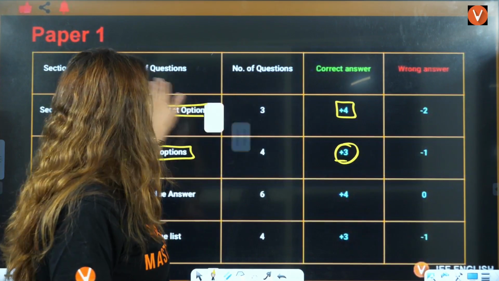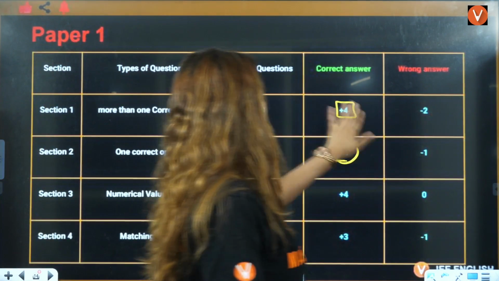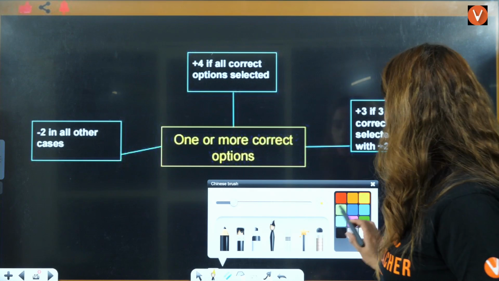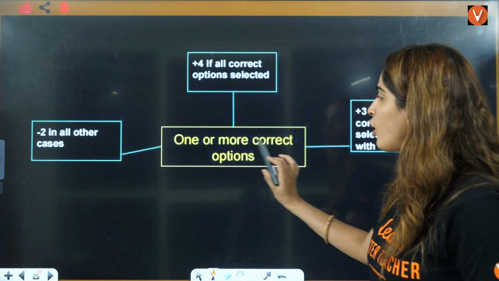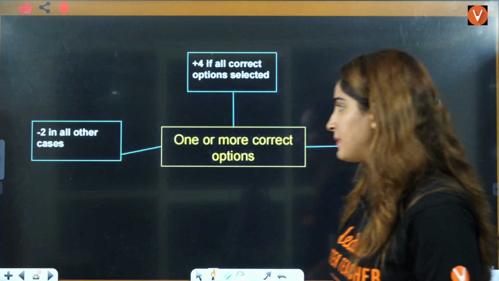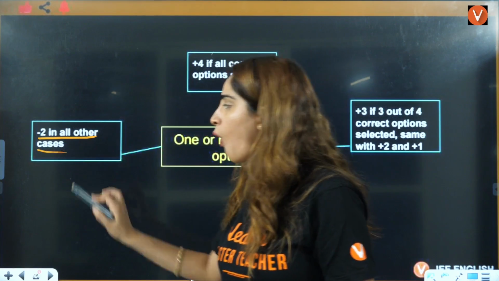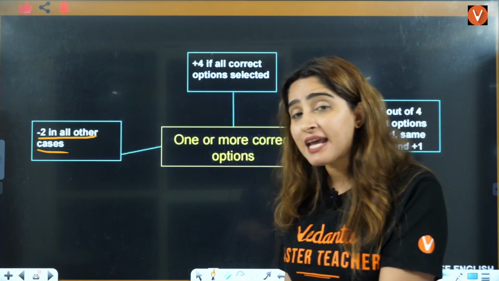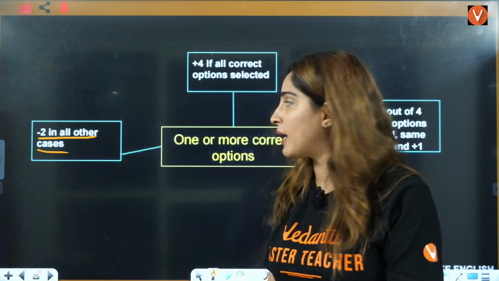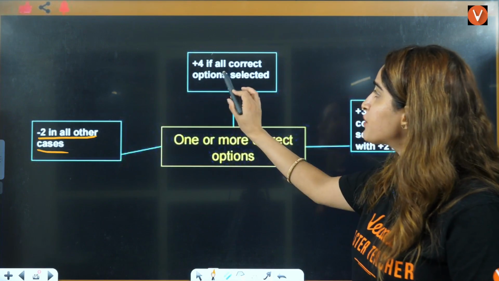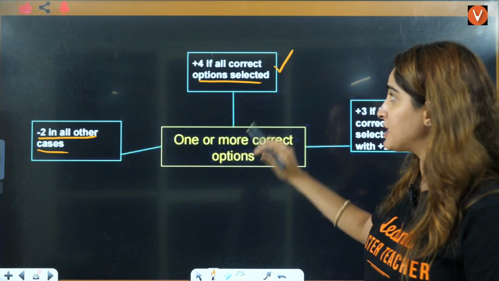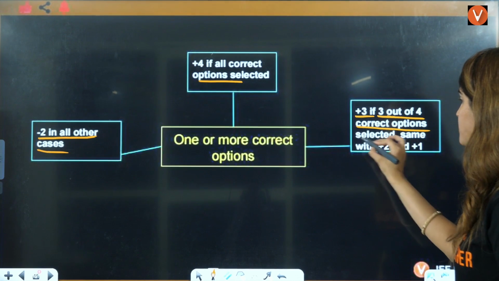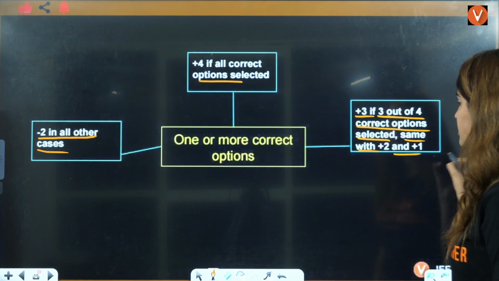Now, let's talk about this multiple correct answer in detail, right? I know some of you are even now confused about it. So, let's see, if one or more options are correct, then what happens? Minus 2 in all the other cases. That means if you tick the incorrect option as the correct one, then you will have minus 2. Plus 4 if all are the correct options, but plus 3 if 3 out of 4 correct options are selected. Same with plus 2 and plus 1.